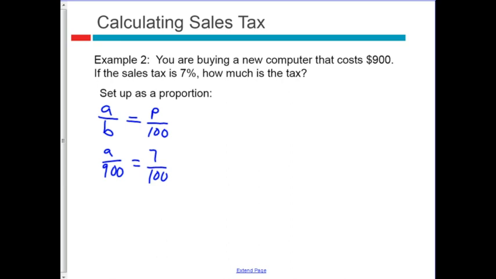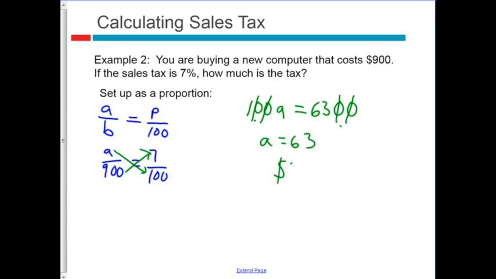I still do the process by which I cross multiply. A times 100 equals 900 times 7. So I get 100A equals 6,300. 7 times 9 is 63, and then I put the two zeros at the end. Now, whenever I have 100 and 6,300, I can divide this by 10, divide by 10 again. And so I get A equals 63. So the sales tax is $63.